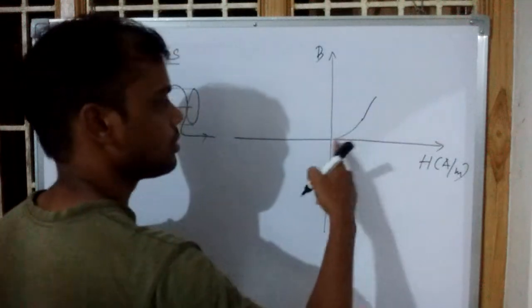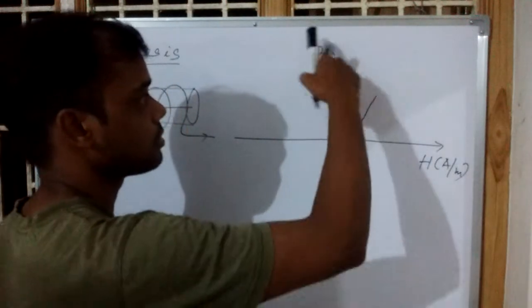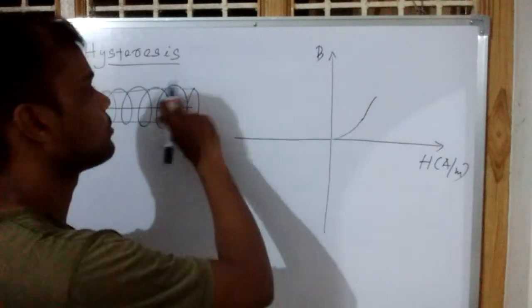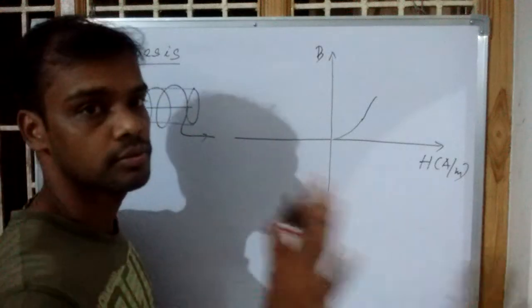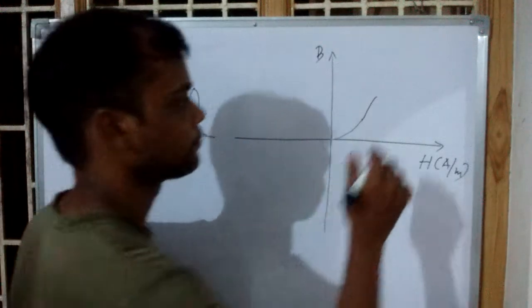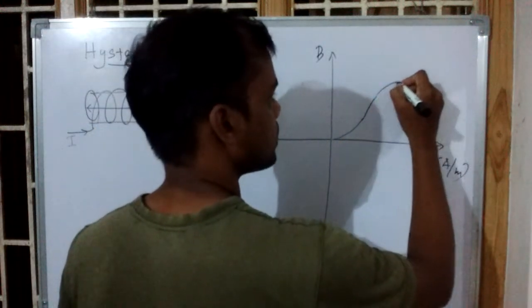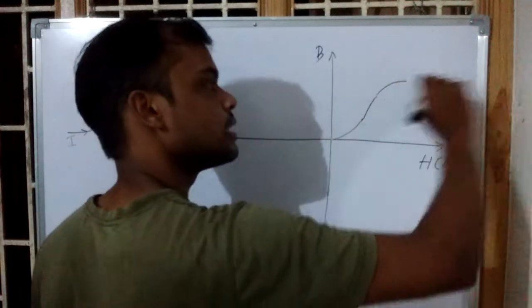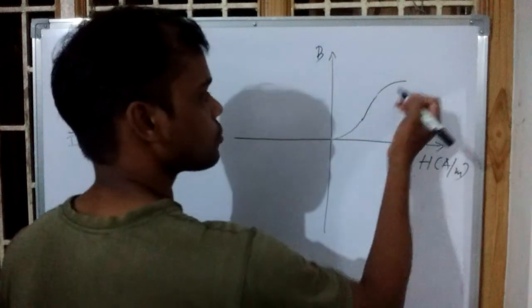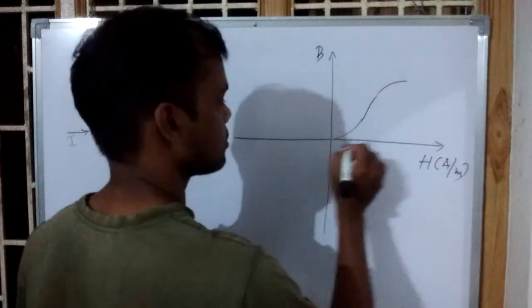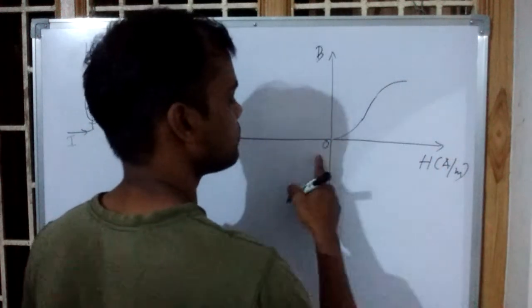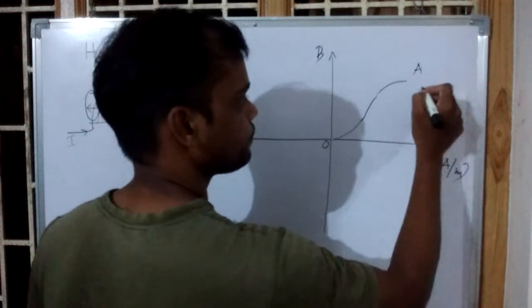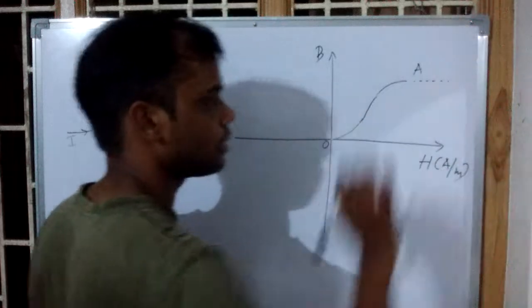That means you can increase the current, but the magnetic field, the B value of the iron core, is never going to increase again. So after some time it will get saturated like this. If you increase the current, it will continue like that. So we shall not go further in that direction. Let this point be O and this point be A.